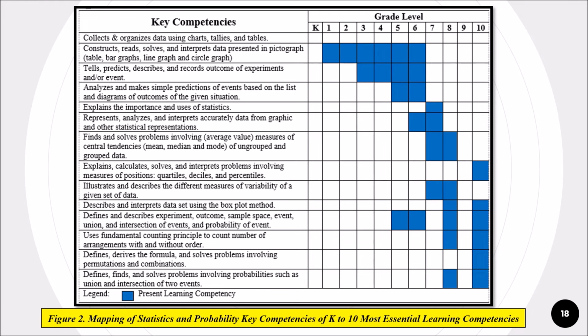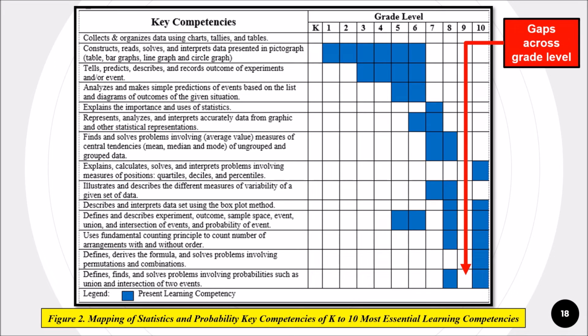Spiral progression approach is defined as a course of study in which students will see the same topics throughout their school career, with each encounter increasing in complexity and reinforcing previous learning. However, as shown in Figure 2, in grade 9, no learning competencies are included. This served as a primary gap within and across the curriculum.